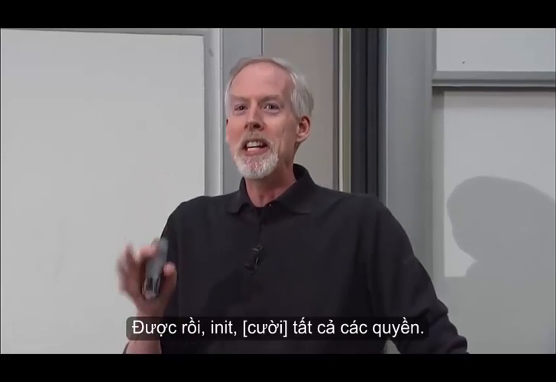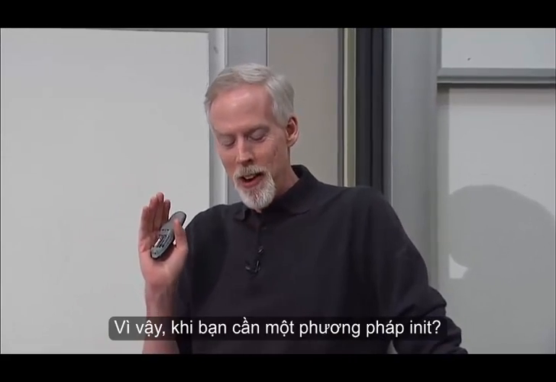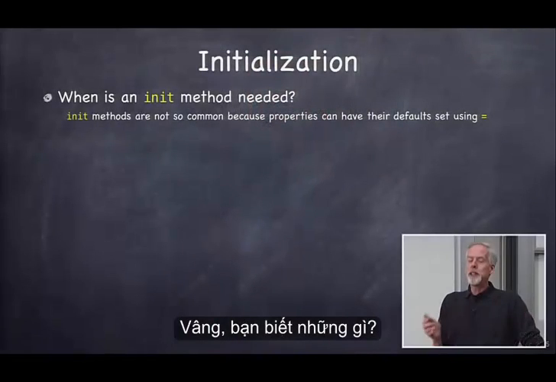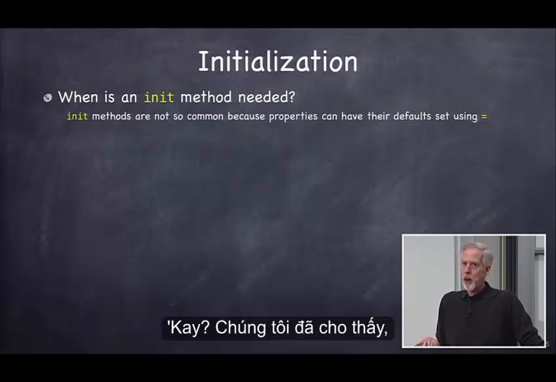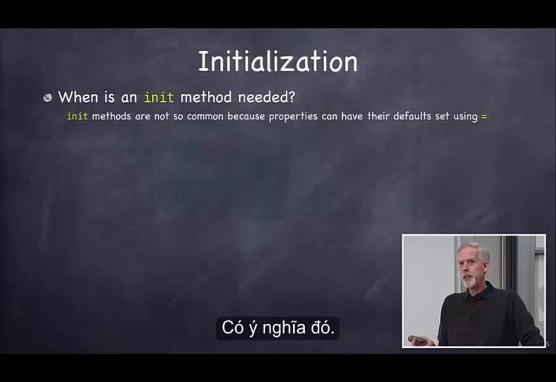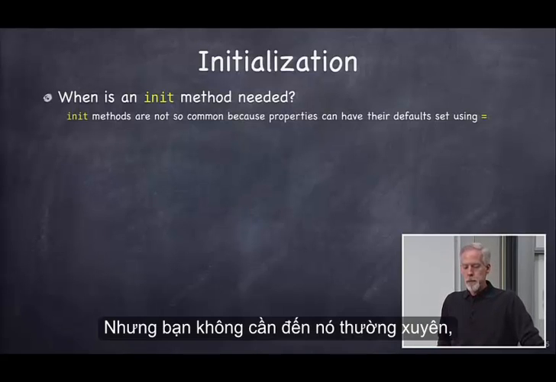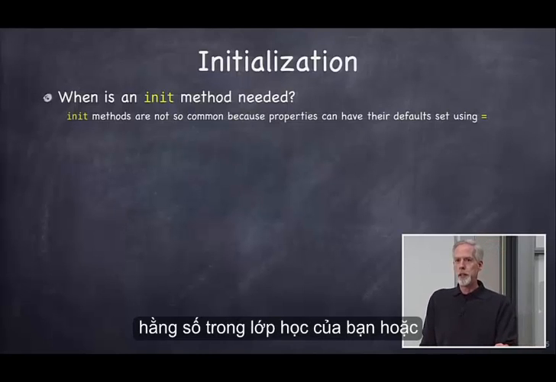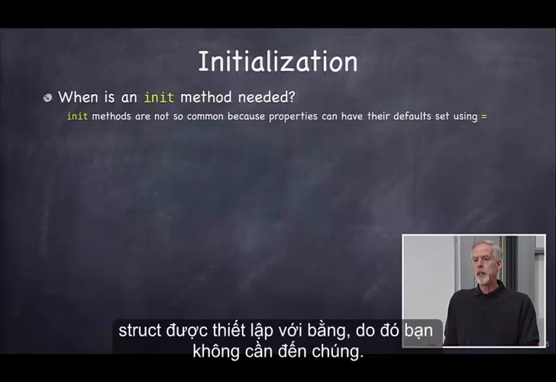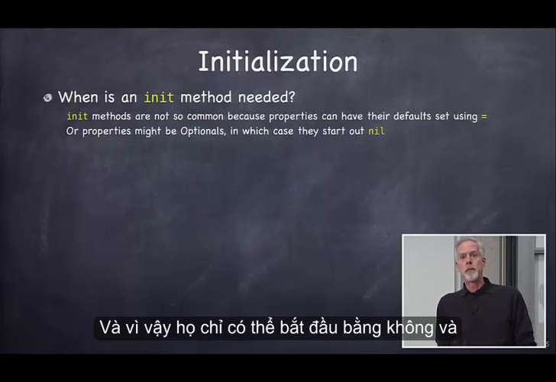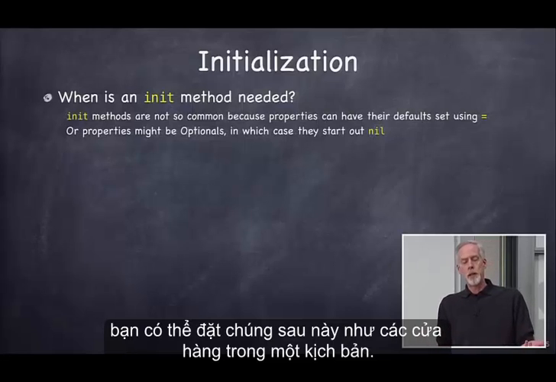Okay, init. All right, so when do you need an init method? Well, you actually don't need an init method that often. We should have the init method in the calculator brain. It made sense there. We needed it there. But you don't need that often because a lot of your variables and constants in your class or struct are set with equals. So you don't need them. Or maybe the properties are optionals, and so they can just start out nil and you set them later, like the outlets in a storyboard.